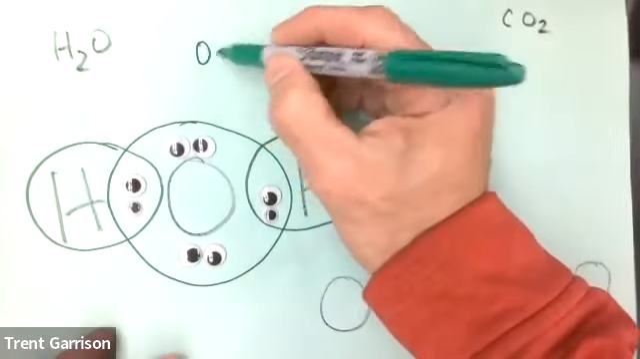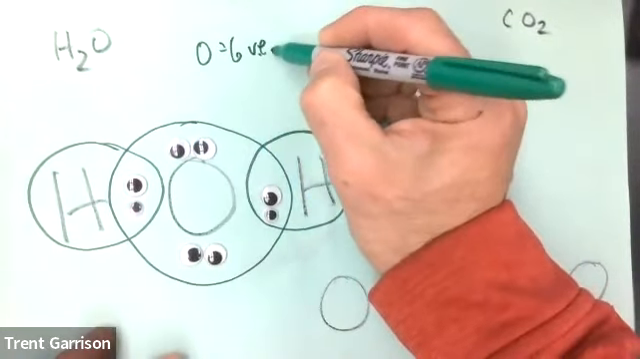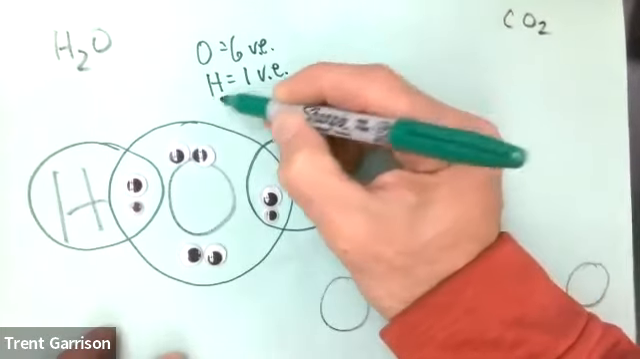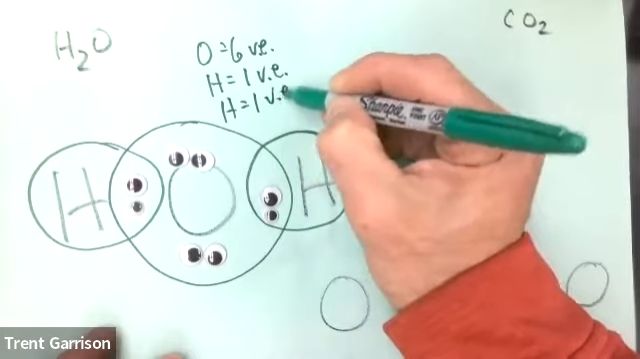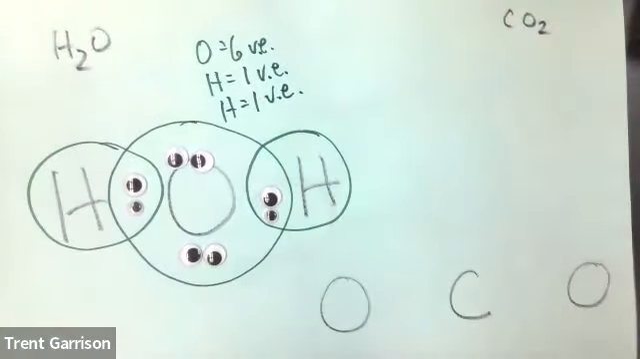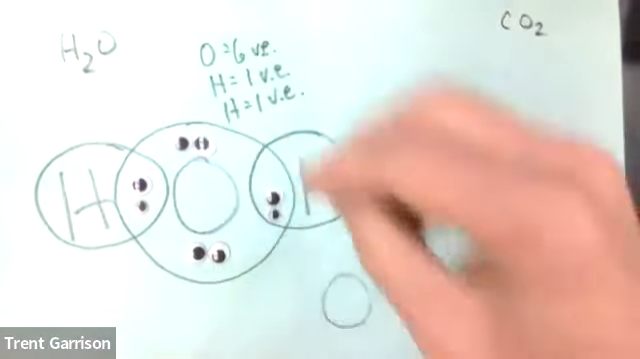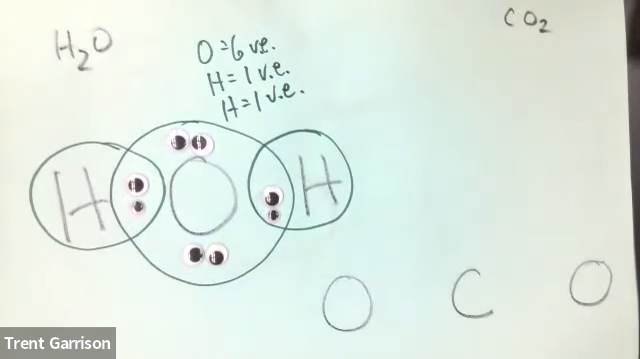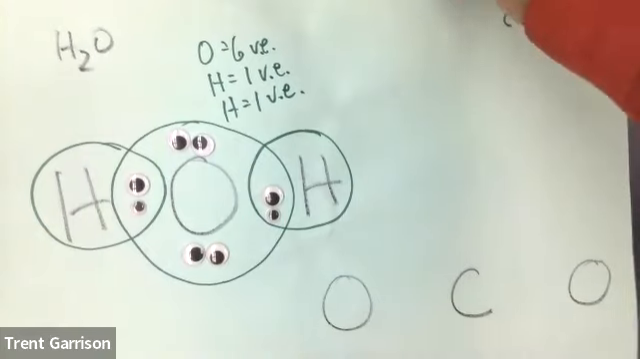So again, the oxygen has 6 valence electrons. I mistakenly showed that. The hydrogens each have 1 valence electron. So if I then move the electrons around, I can represent that this one has a stable octet. Okay, now I'm going to fix this with the carbon.